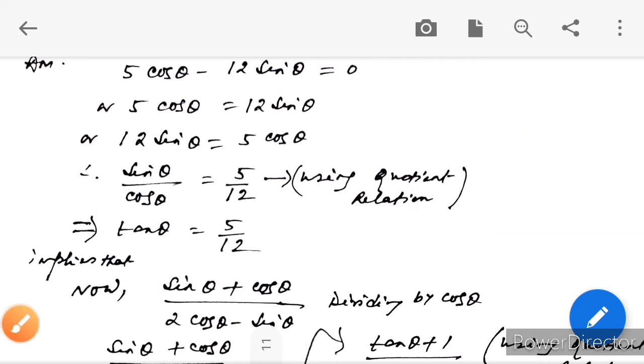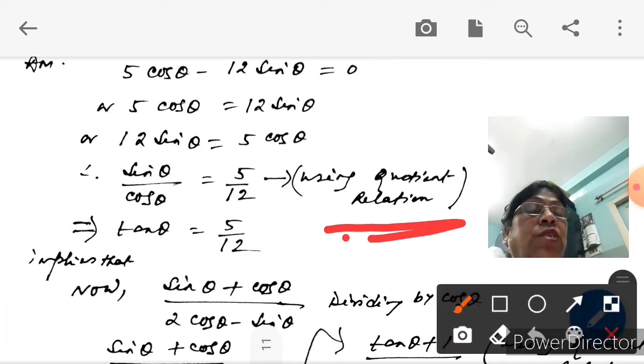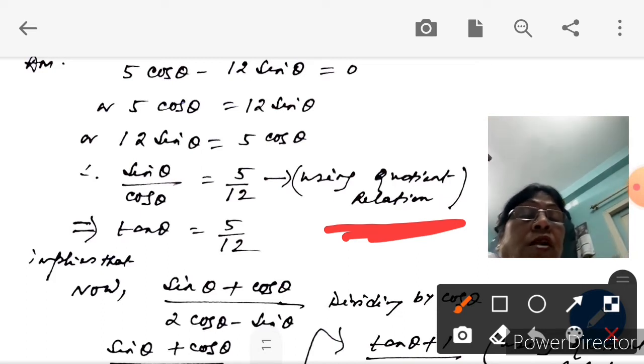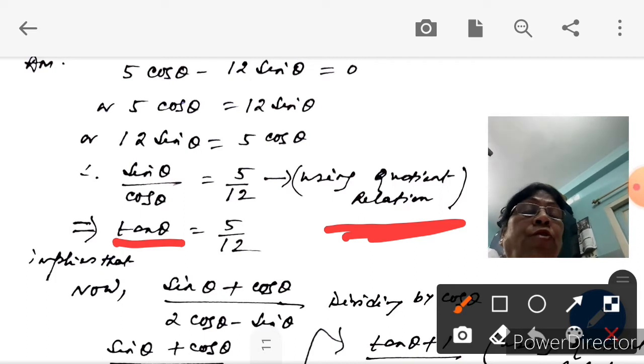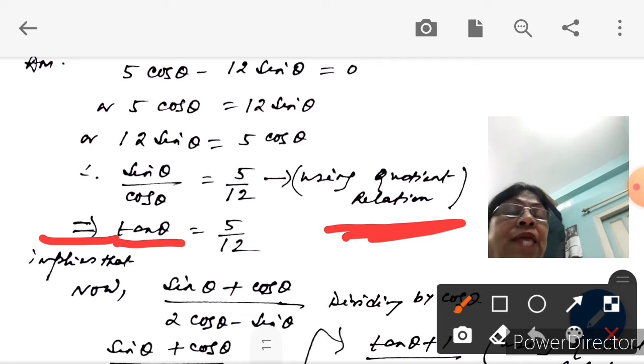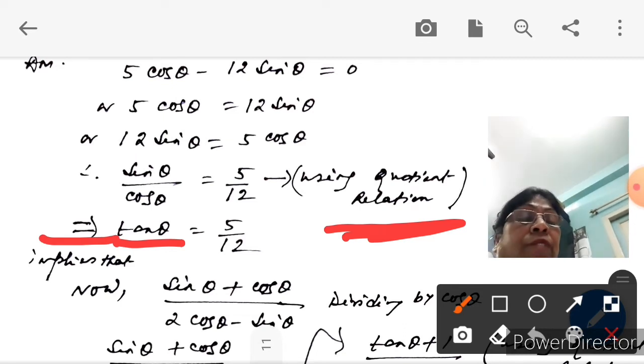So, using cosine relation, sin theta by cos theta, what do you know? Sin theta by cos theta is equal to tan theta. So, you can write tan theta is equal to 5 by 12. It implies that if sin theta by cos theta is equal to 5 by 12, then tan theta is equal to 5 by 12.